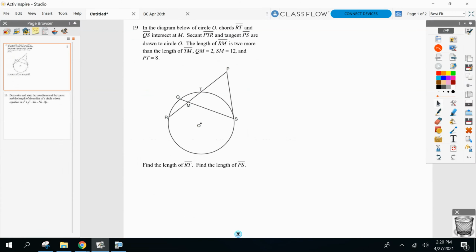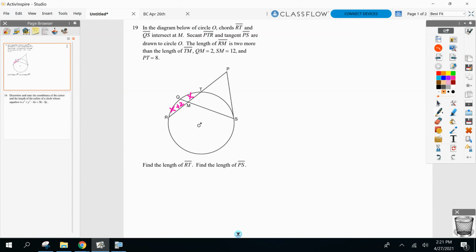All right, so the first one I'm going to do comes from the tangent and secant worksheet I have up on Classroom. It's number 19 that I'm going to do. So I'll just read through it here. RM is 2 more than the length of TM. So I'm going to call TM x. Two more than that is not 2x, it's x plus 2 for RM.